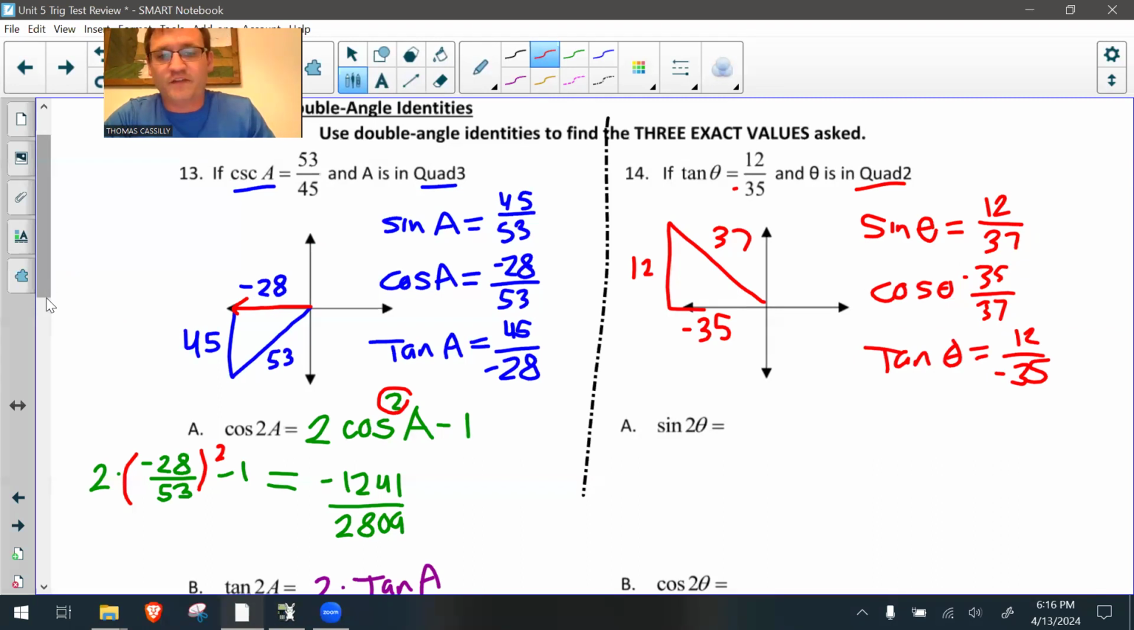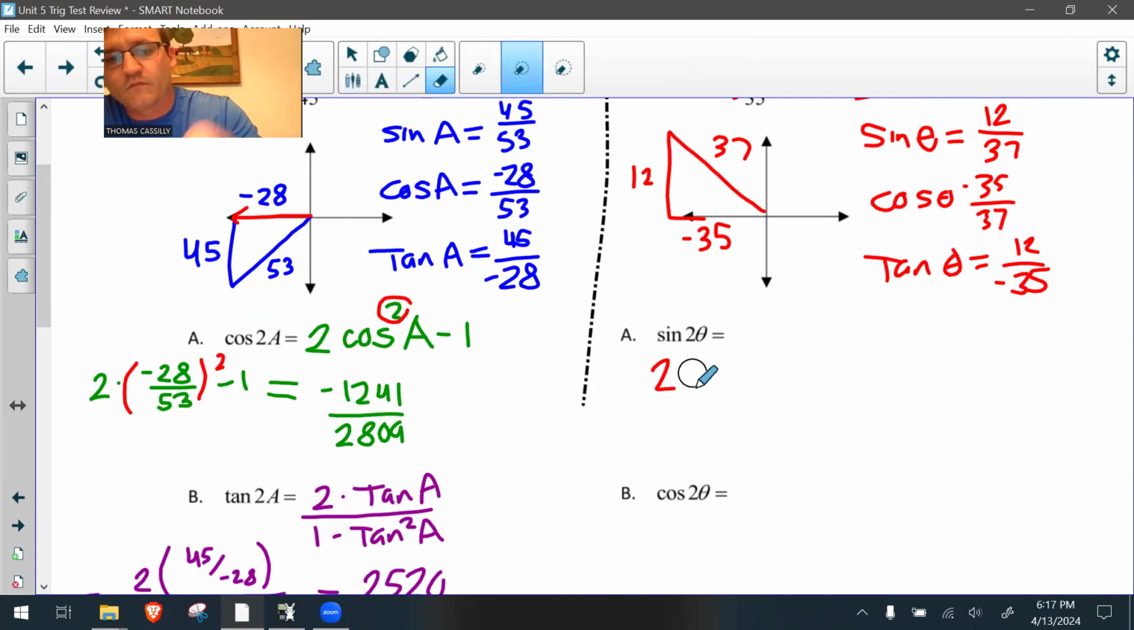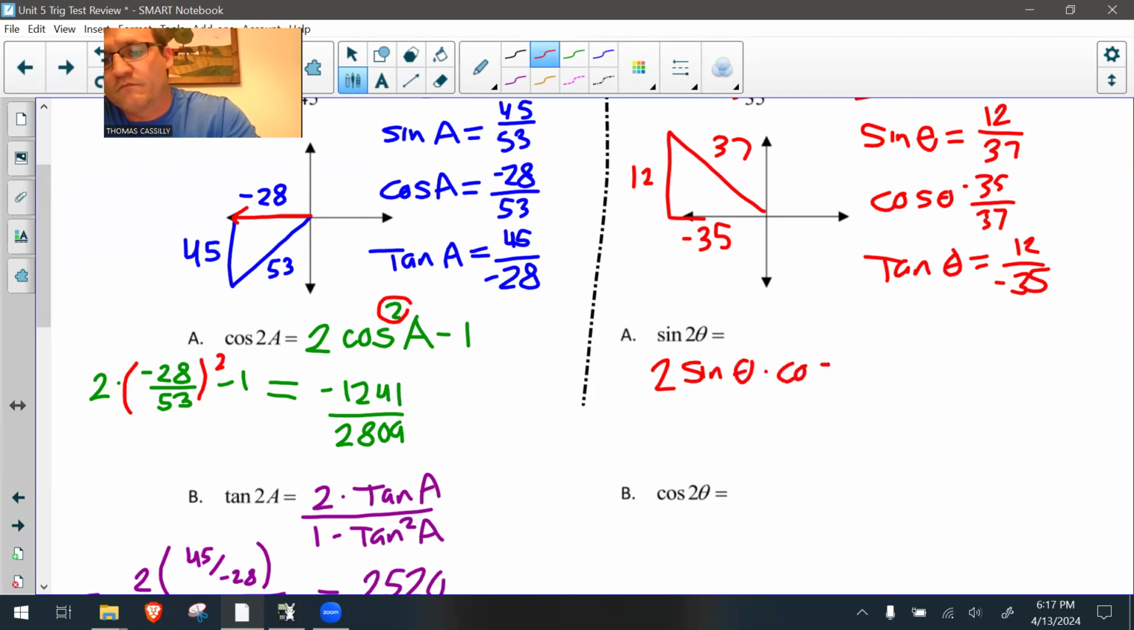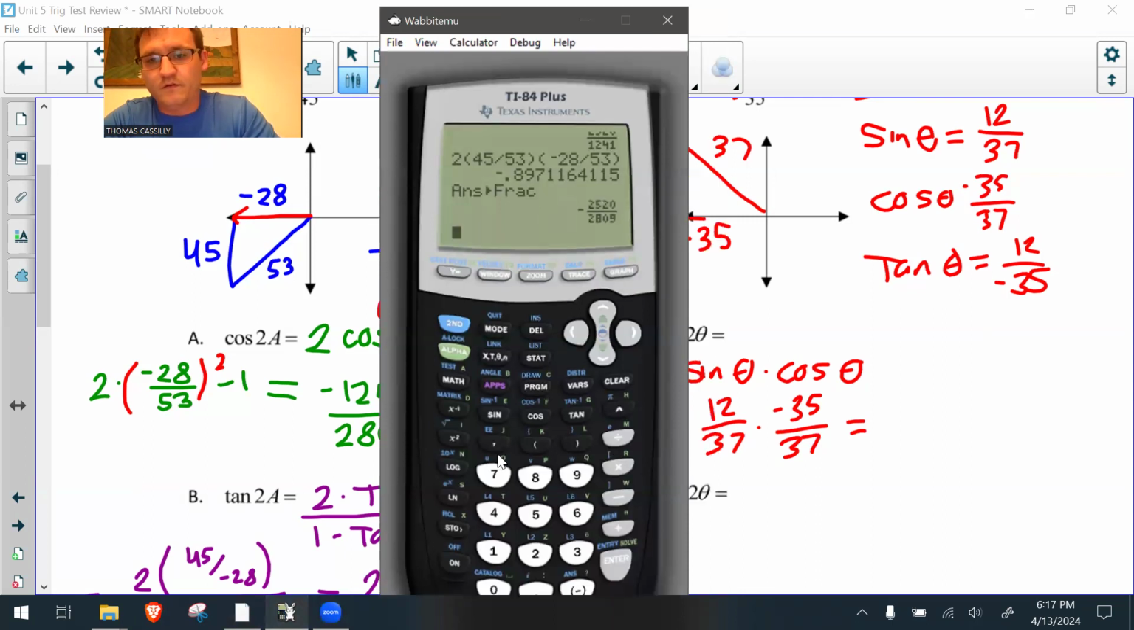So same process here. Keep in mind the order. This is a sine this time. Last one was a cosine. So this ends up being, I'm going to just skip straight to it. All right, 2 times the sine. Never mind, no, I'm not. I'm just going to write it all out. 2 times the sine of theta times the cosine of theta. Then plug it all in. 2 times 12/37 times negative 35/37. I'll include what that is.